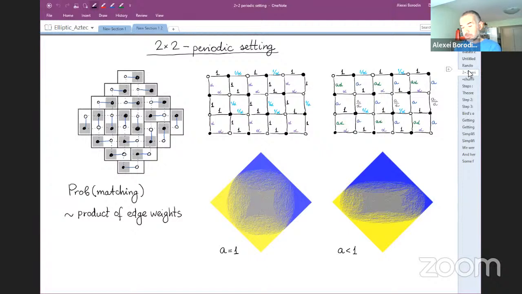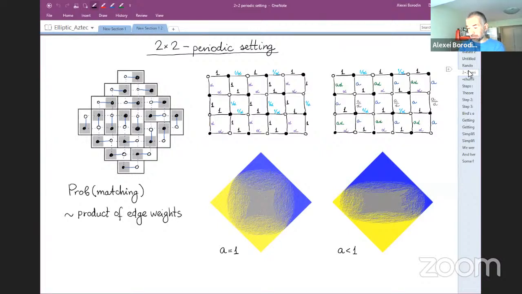So in the picture on the left, you see drawn on top of the domino tiling the dual graph generated by the midpoints of the square cells of the lattice, and then dominoes form edges of that lattice. And so what one does is one multiplies weights corresponding to all the occupied edges. So if the weights are all one, then one is back to the uniform measure. Now, if the weights are not all one, then it's something else. And so let's look at two examples of the assignments of weights.